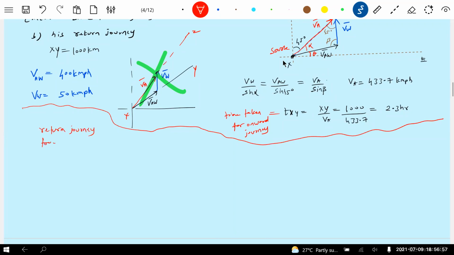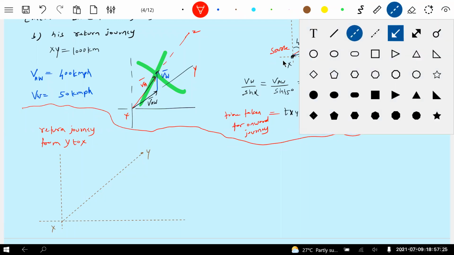Return journey from Y to X. First we'll have the basic diagram, because that is what is going to help us a lot. So we are going to make a journey from Y to X. There's a Y, there's an X. The wind will blow. So now, how is the velocity of the aircraft with respect to wind?